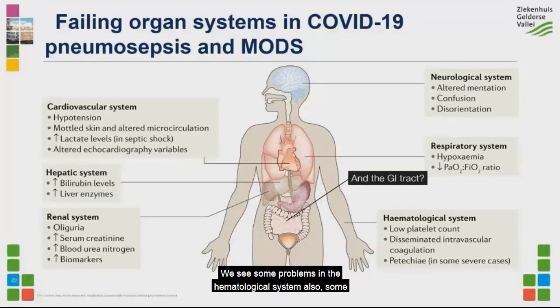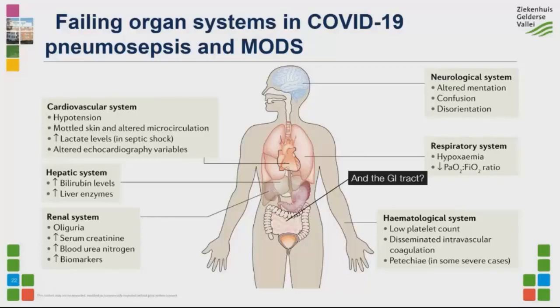We see some problems in the hematological system also. Some of the patients have disseminated intravascular coagulation, and many have pulmonary embolism or deep venous thrombosis. But nobody is talking about the GI tract. And I think the GI tract is also affected by COVID-19 infection.